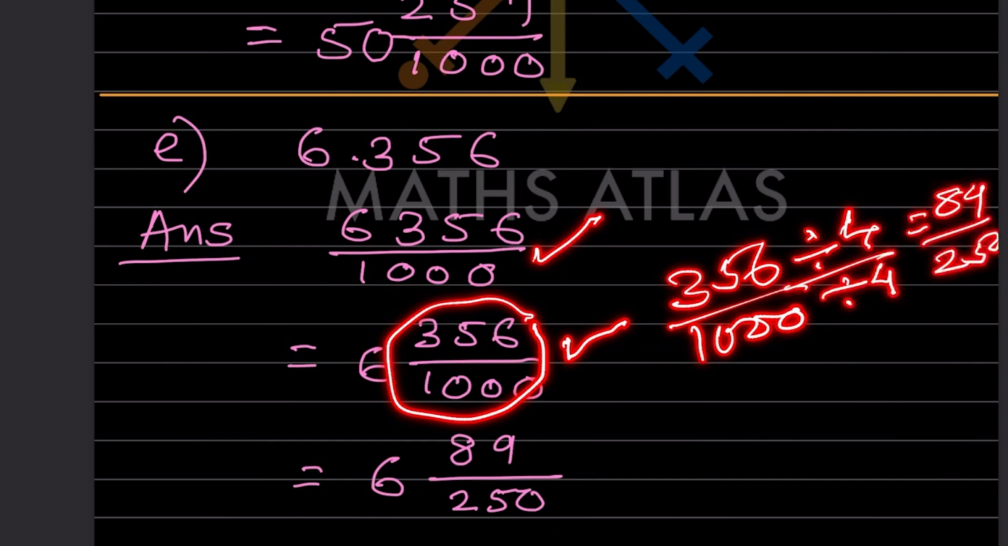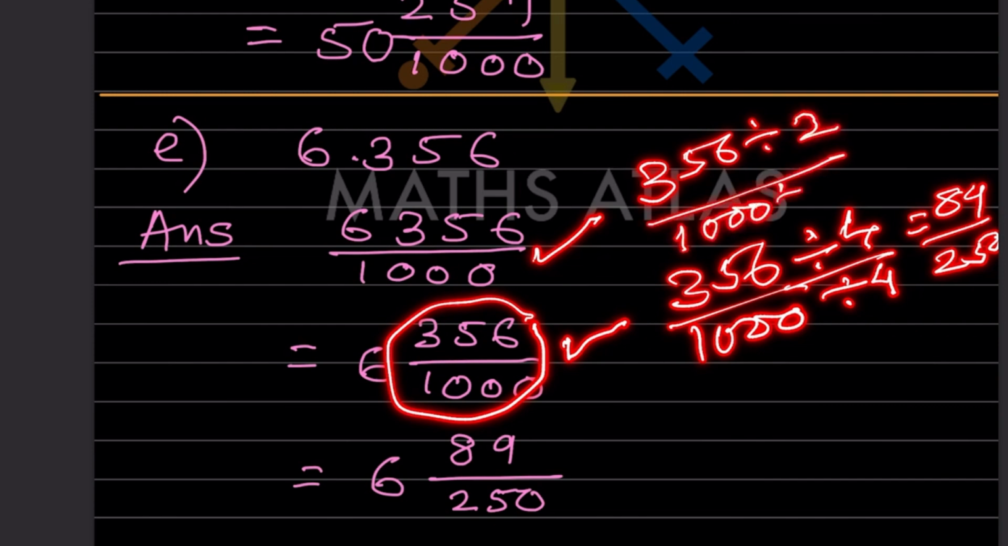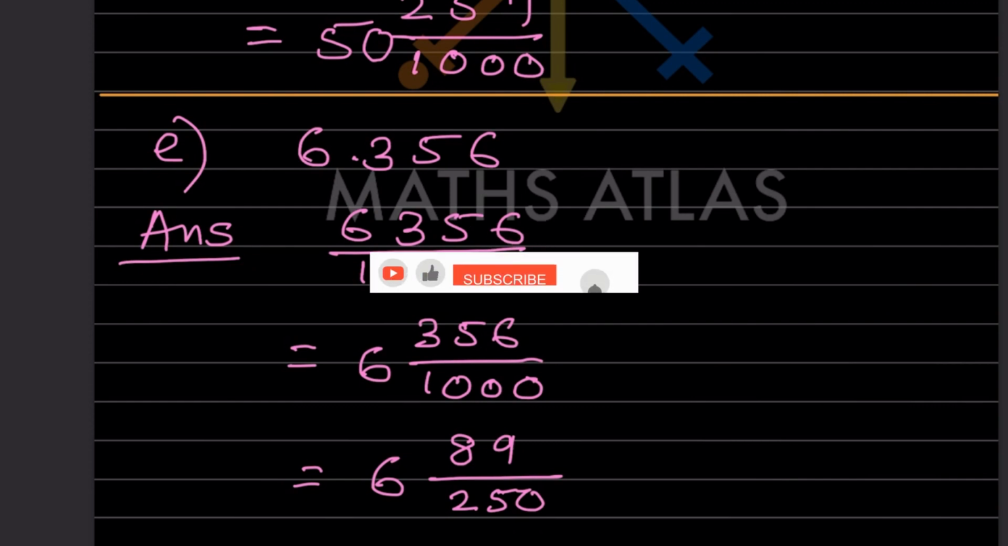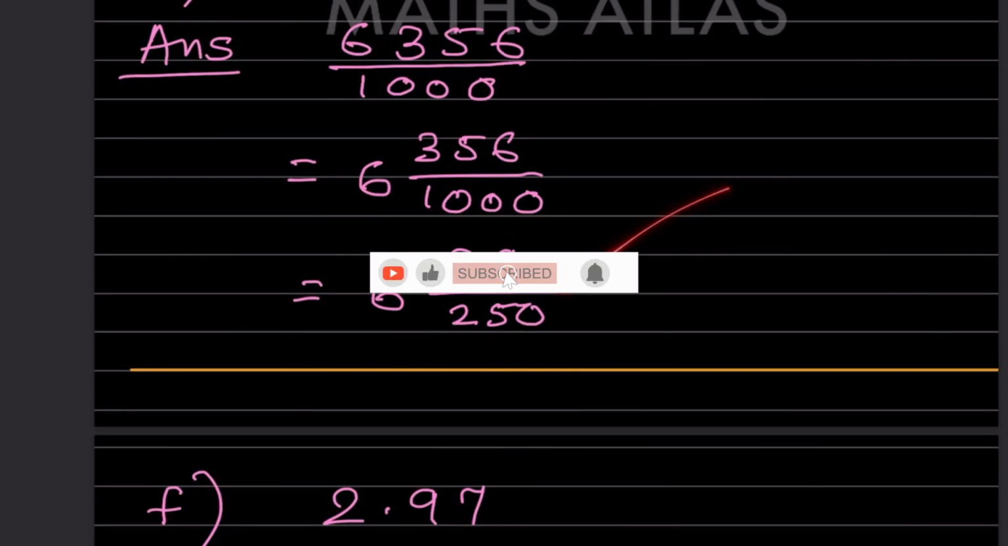Or you can also do this one: 356 divided by 2. If you don't know that you have to divide by 4, first divide by 2 because these numbers are divisible by 2. Again you will get some number and again you will divide by 2 and see what that is, and you get the same answer. It depends, but only the steps are going to be more. So here this is the final answer.